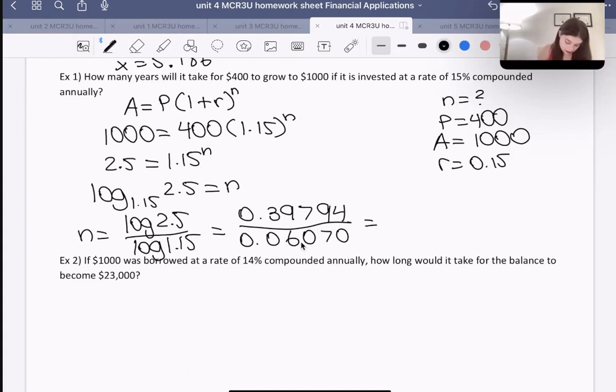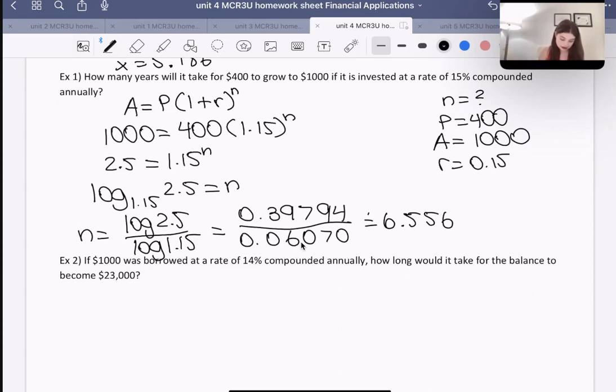Let's see, 0.39794 divided by 0.06070 is equal to 6.556, I guess.